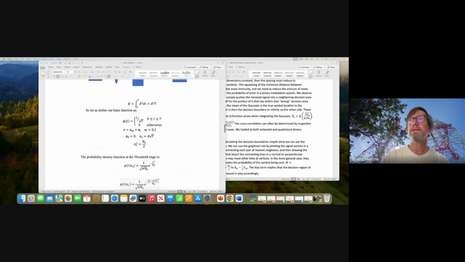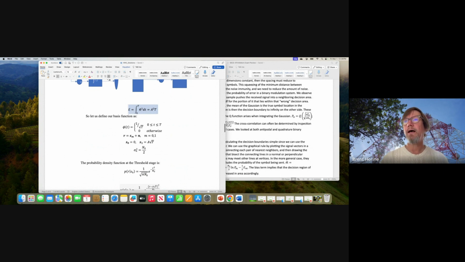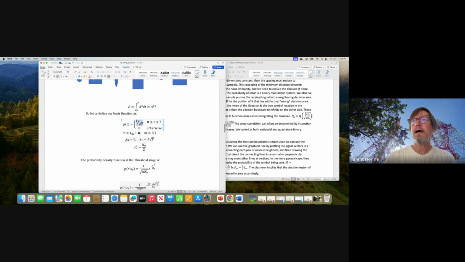So that's basically looking at this equation here and saying that energy is going to be the amplitude squared over time, and we integrate from zero to T. So this is a rectangle from zero to T because we have a constant amplitude. And so the energy is A squared T. From that, you would create an orthonormal basis function that looks like this, right? And so then your vector coefficient would be either zero times this basis function or A times the square root of T times this basis function, right?